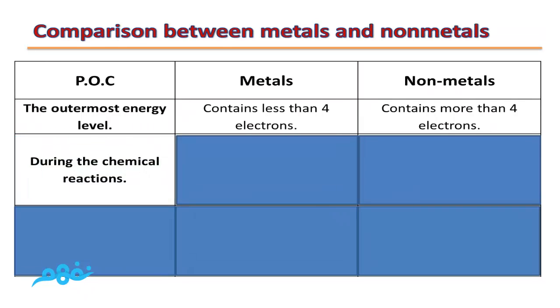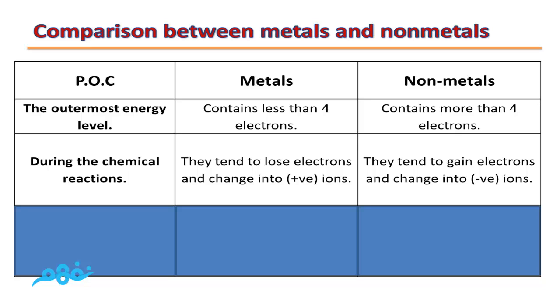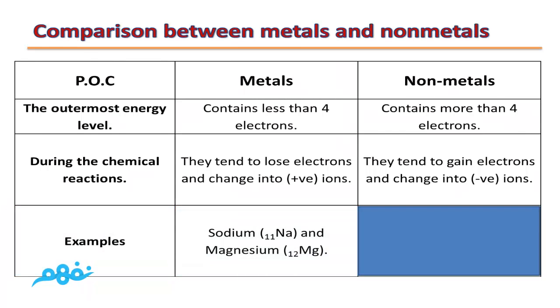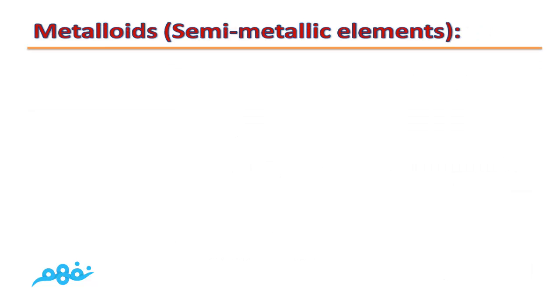During chemical reactions, metals tend to lose electrons and change into positive ions, while non-metals tend to gain electrons and change into negative ions. Examples: for metals, sodium Na11, magnesium Mg12, aluminum Al13. For non-metals, we have fluorine F9, chlorine Cl17.